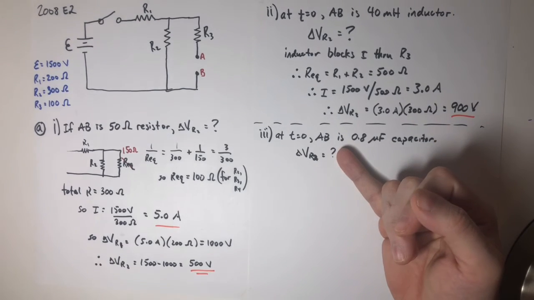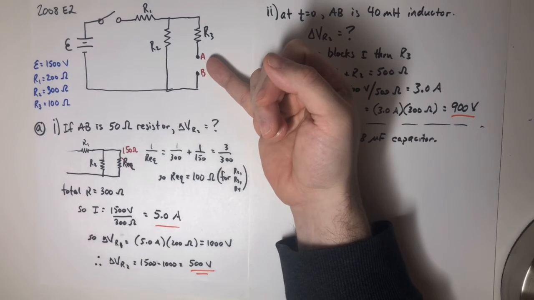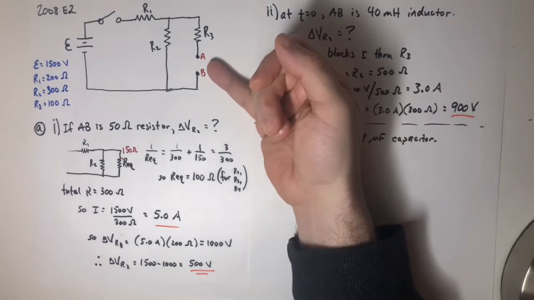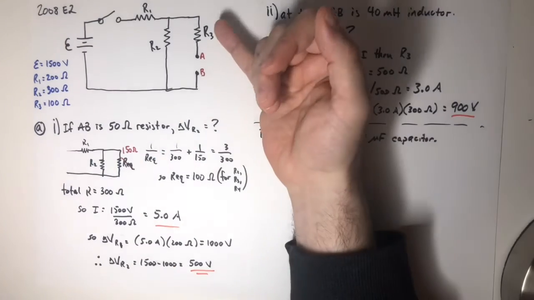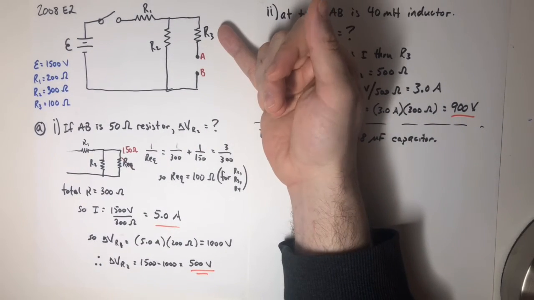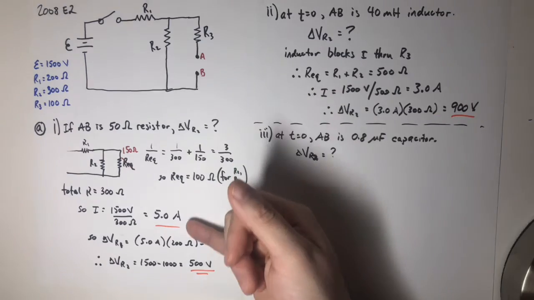Finally, in part three of question A, you're being asked to imagine a capacitor being placed across A and B, and in an opposite behavior from how the inductor behaves, the capacitor behaves like a wire. That means that you again have to treat R2 and R3 as being in parallel, find that equivalent resistance, add it to R1 to get the overall resistance, and use the usual methods like we did over here.